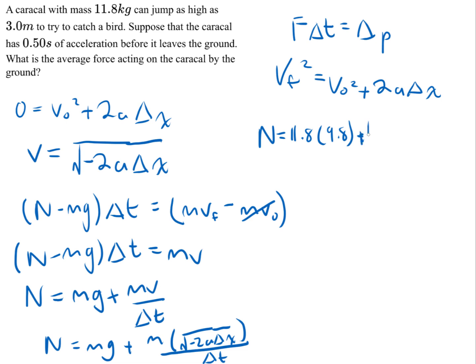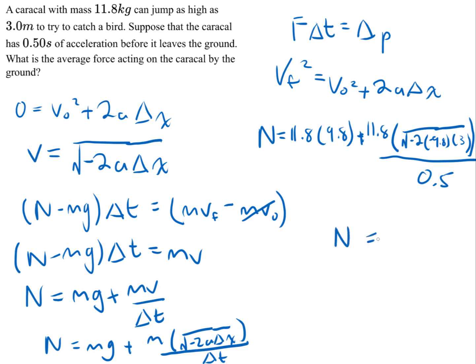Again, that's the mass. Then times the square root of minus 2 times the acceleration of minus 9.8. Again, these two negatives cancel, so you will have a square root. And then times the displacement of 3 meters into the air. And then on the bottom, we need to insert a time interval of half a second. So now if you solve this, you should get that the normal force is equal to 297 newtons.